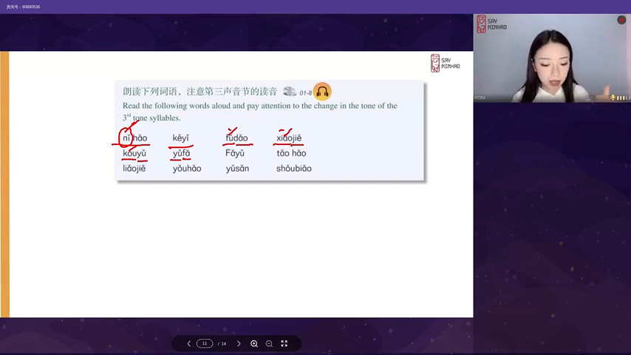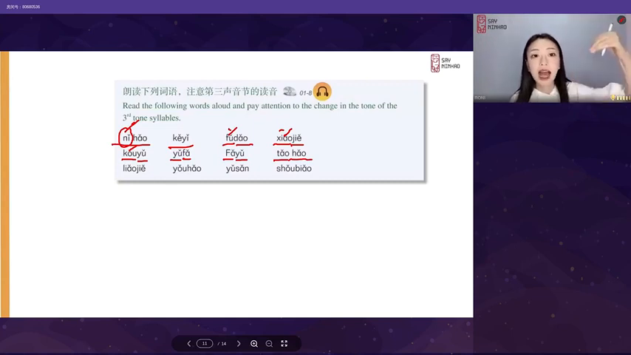语法. Very good. Next one is 法语. We should change the first third tone into a second tone, so it becomes 法语. Next one is 好. We should change the first third tone into a second tone, so it becomes 好. Next is 了解. We should change the first third tone into a second tone, so it becomes 了解.